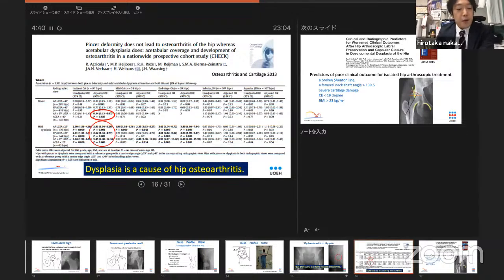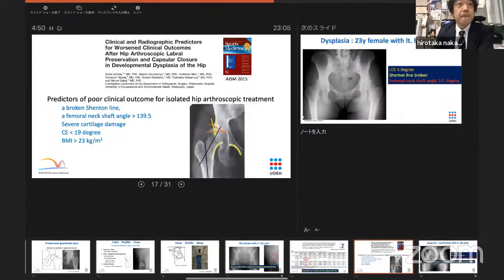This shows the CHECK study. The CHECK study is a famous study which indicates that dysplasia is a cause of hip osteoarthritis. And dysplasia has been known as a contraindication of isolated hip arthroscopy. The result was described just before my presentation, so it skips.